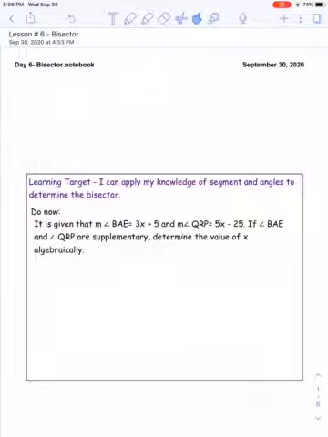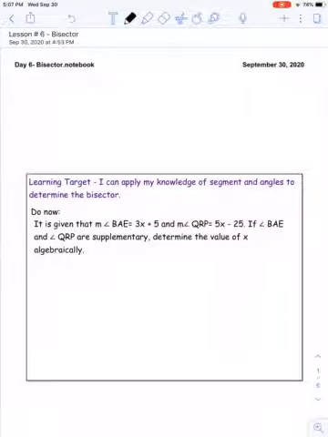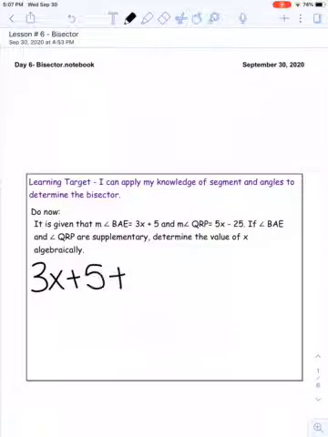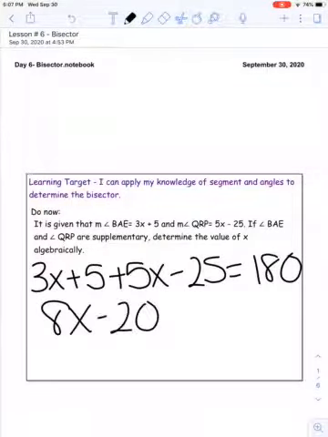So it's given that the measure of angle BEA equals 3x plus 5 and the measure of QRP is 5x minus 25. If the angles BEA and QRP are supplementary, determine the value of x algebraically. So here, if it's supplementary, then we know that they equal 180. So I'm going to set this equation equal to 180, and I'm going to solve. So I get 8x minus 20 equals 180.